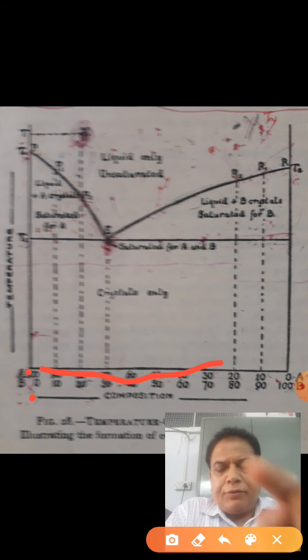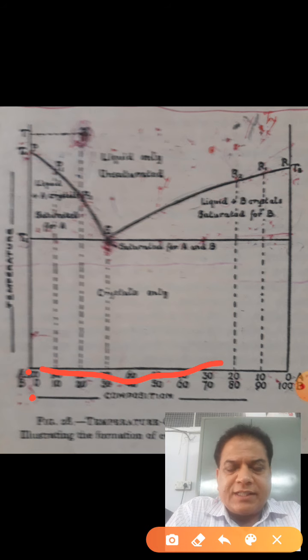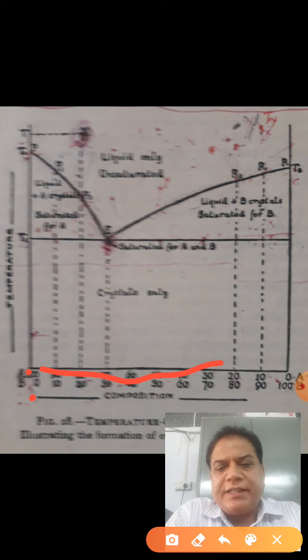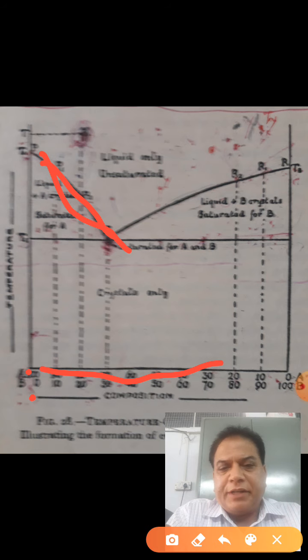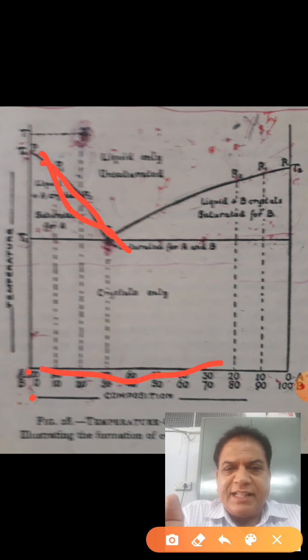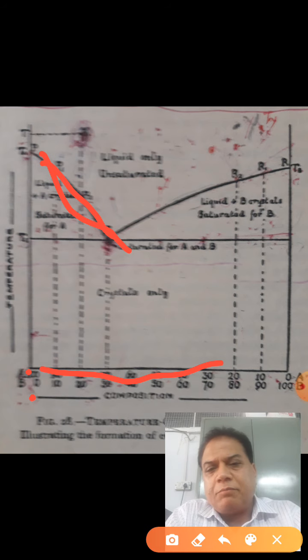Now, any horizontal movement will show a change in composition but at a constant temperature, whereas vertical movement will show a change in temperature at constant composition. And a diagonal movement will indicate a change in both composition and temperature. Keeping these points in mind, let us see the crystallization of a liquid having composition X.